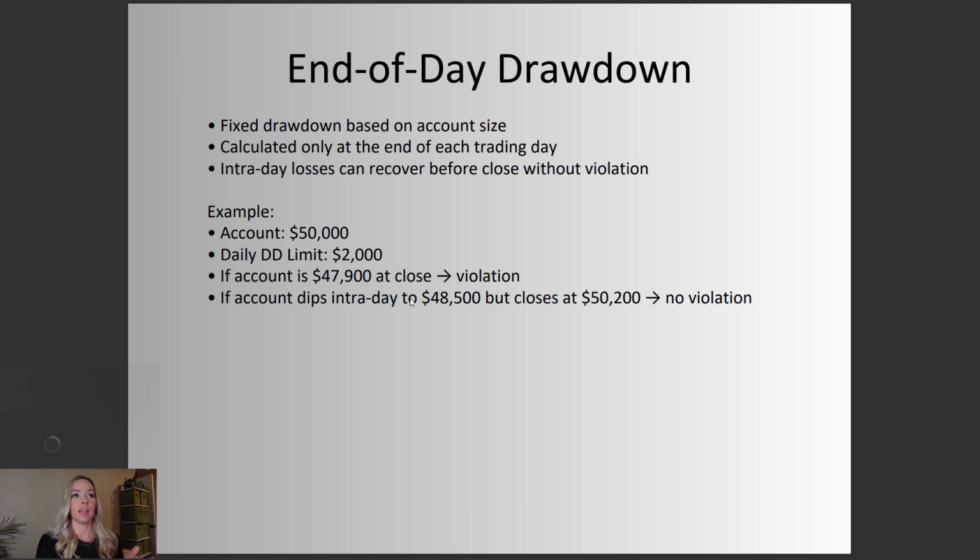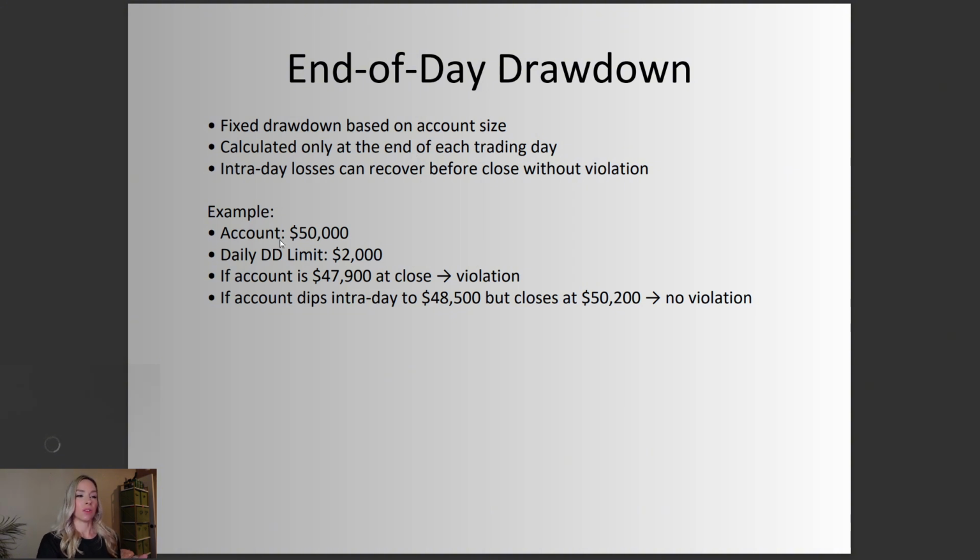But this end of day is a fixed drawdown and it's based on the end of the day. It's calculated after your trading day, right? Obviously, when you're in your account, you'll be able to see how much you gained and lost. So you'll know before they know if you blew your account. So you can recover these without the violation if you can recover them without revenge trading and without actually blowing the account. So I've already went over that calculated only at the end of each trading day.